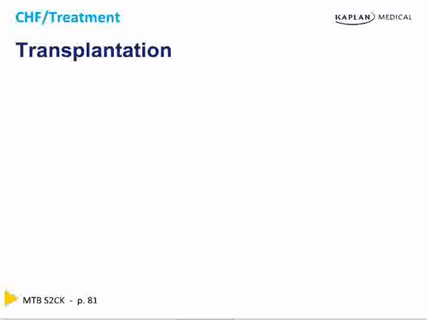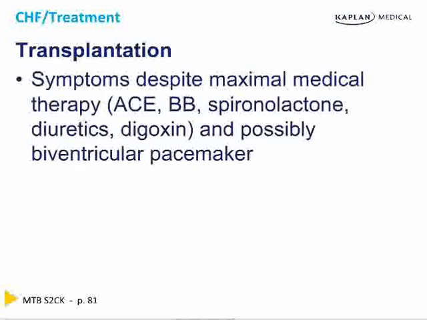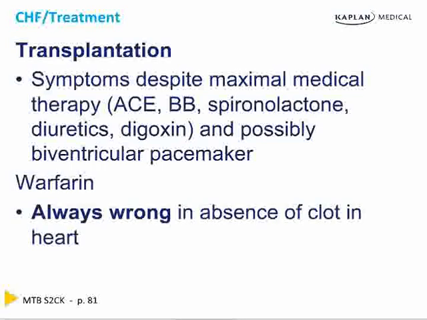Ultimately, if a person is on maximum medical therapy, and they're on an ACE, a beta blocker, spironolactone or eplerenone, diuretics, digoxin, biventricular pacemaker, warfarin's not going to help, then ultimately, if you're still symptomatic, the only way to fix them is with the transplantation. But it has to be specifically for a person for whom we have tried maximum medical therapy, all the classes, and they are still symptomatic. In that case, transplantation.